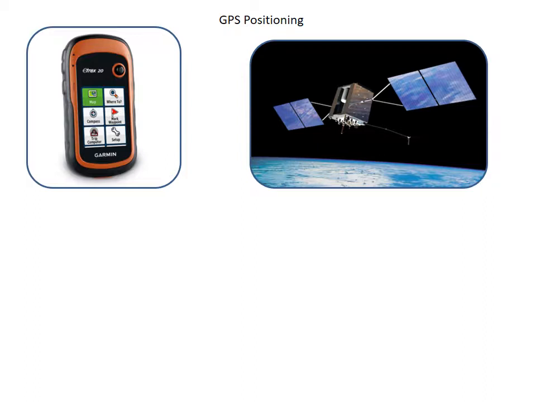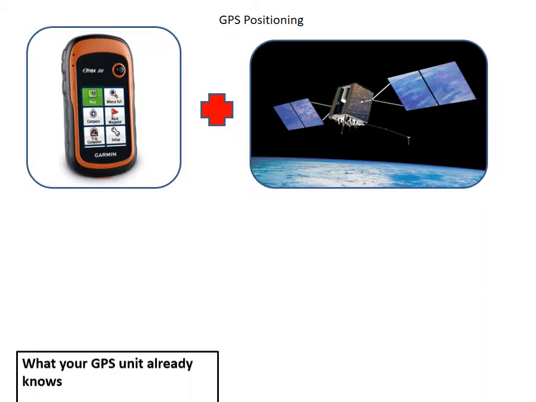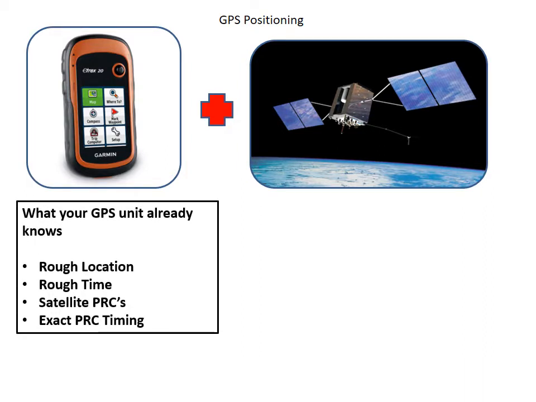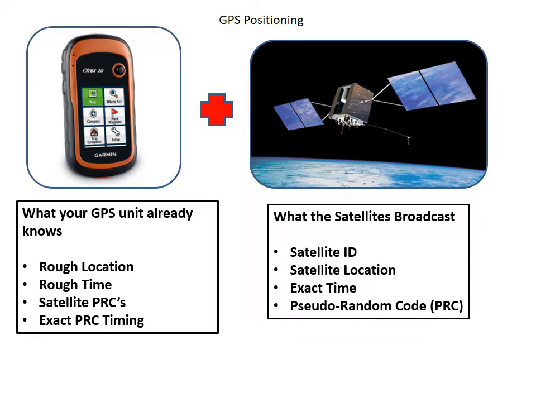Okay, so we've established that there's enough satellites up there so you can get a signal, and we know that by working together, your receiver and the satellites can get you a position. Think of positioning as a solution to a problem. Your GPS unit solves the problem by combining what it already knows with what the satellites are telling it. Your GPS already knows its rough location, roughly what time it is, the satellite PRCs, and the exact PRC timing. What the satellites broadcast to your GPS unit is its ID, or which satellite it is, its exact location in space, the exact time, and its PRC.